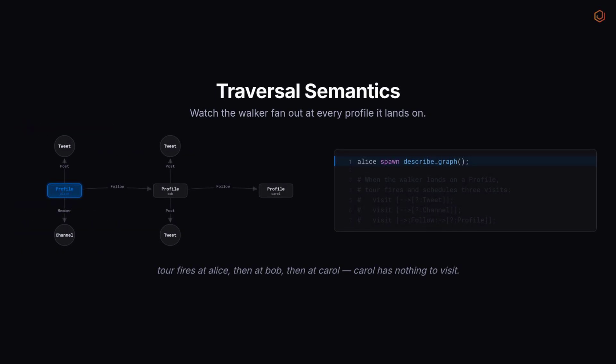Now watch it move. Spawn the walker at Alice. Tour fires at Alice and schedules 3 visits. The walker fans out concurrently to Alice's tweet, Alice's channel, and Bob. At Bob, Tour fires again, recursively scheduling Bob's tweets and Carol. Carol has nothing to visit, so the traversal ends. 1 spawn, 3 fanouts, 7 nodes touched in total.